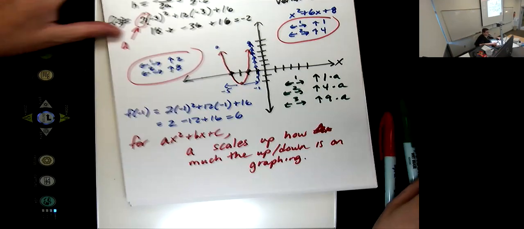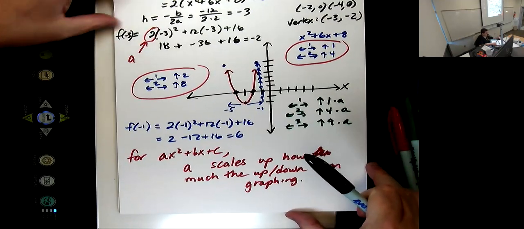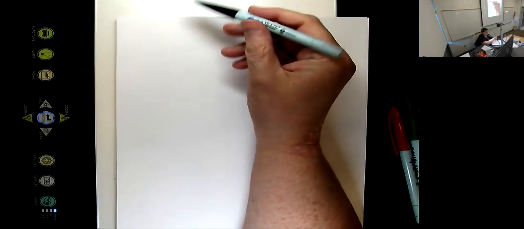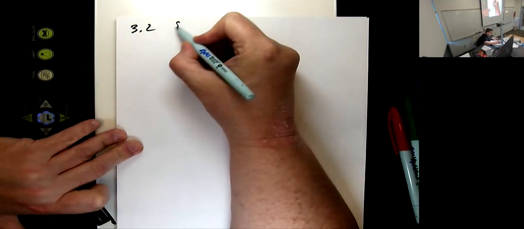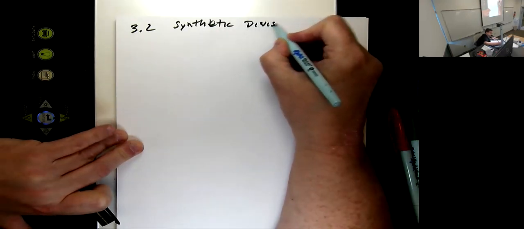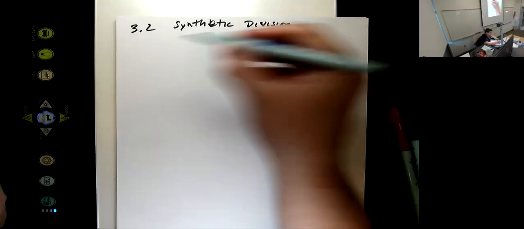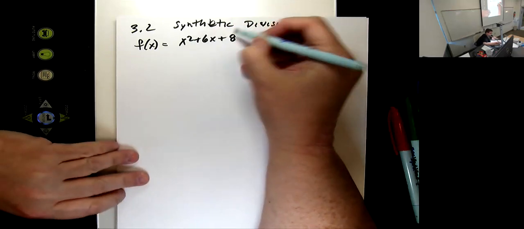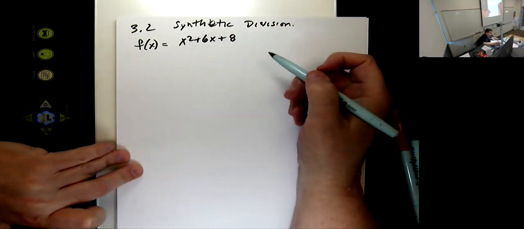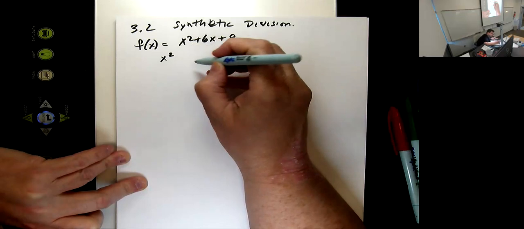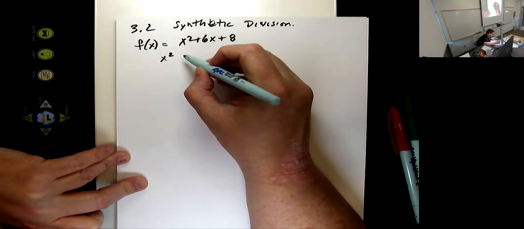And let's use this to look at synthetic division. So 3.2 had us doing synthetic division, and we're going to do a little bit more of it today. Let's say we had f of x is x squared plus 6x plus 8, the same graph we've been using. Let's say we did synthetic division of x squared. How did I introduce this?